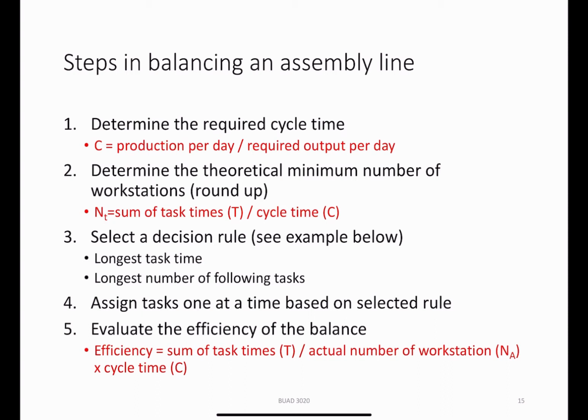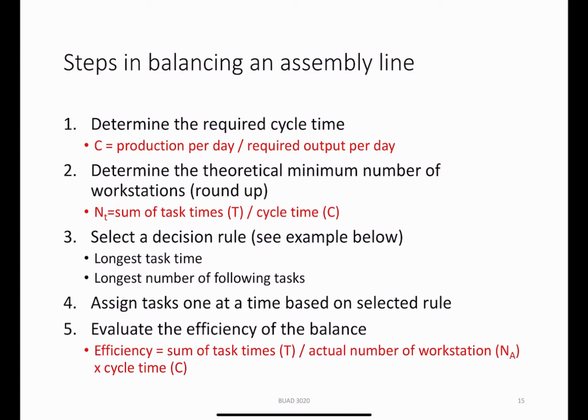Okay. Then we can calculate the theoretical minimum number of workstations. So this number NT can be calculated by sum of the task time. So we first find out what will be the total time required for you to produce one single product. Then we use that to divide the cycle time. This is what we call a theoretical minimum number of workstations. It can tell you theoretically what will be the minimum number of stations that you need in order to achieve the goal. So later on, when you are trying to do the assembly line balancing, your workstation will be higher than or equal to this theoretical number.